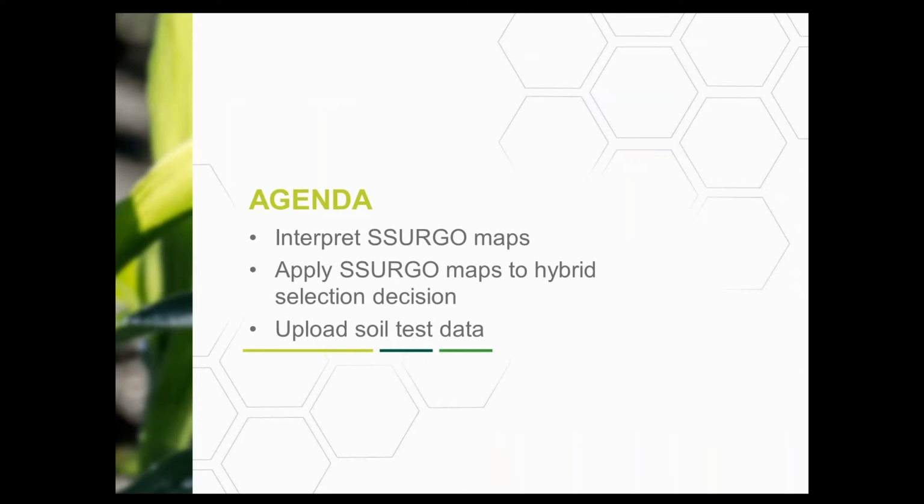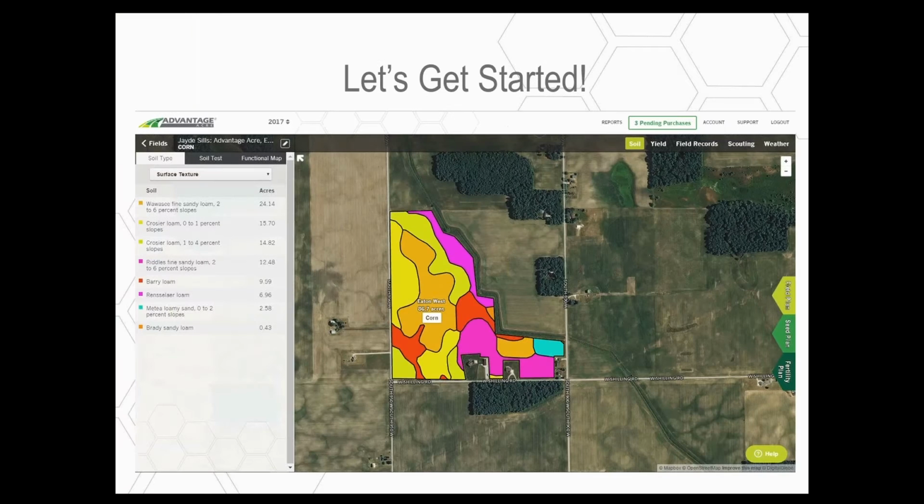So our agenda for the day is we're going to interpret the SSURGO maps. We're going to then apply SSURGO maps to hybrid selection decisions, and then we're going to upload soil test data. So let's go ahead and get started.